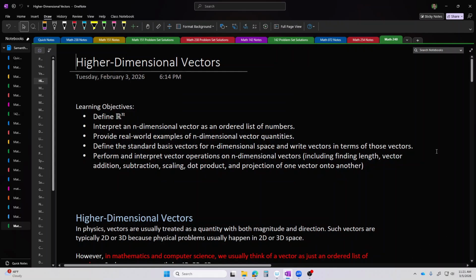So up to now, we've been focused on reviewing what we have already learned in Calc 3 for vectors that are two-dimensional or three-dimensional. In other words, vectors that have two entries and vectors that have three entries. But in linear algebra and in lots of mathematical applications and computer science applications, it's common to deal with vectors that have more than three entries, that are four-dimensional or five-dimensional or 10-dimensional. So today we're going to start to talk about higher dimensional vectors like that.